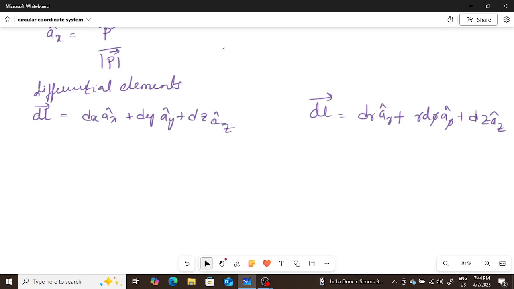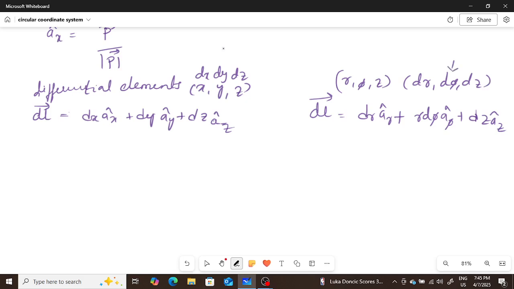Here x, y, z is given and the differential elements are dx, dy, dz. Here r, φ, z will be given. The differential elements will be dr, dφ, dz. dφ is an angle, and a shift in the angle again is going to give you an angle. So you cannot write it as an angle. What you have to do is convert it into arc length.